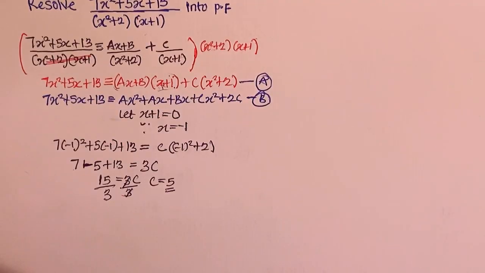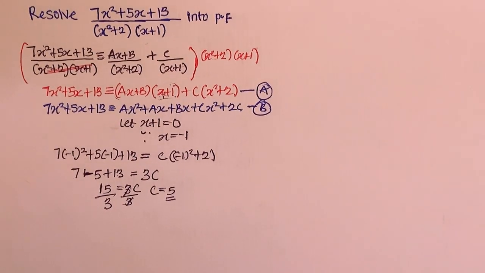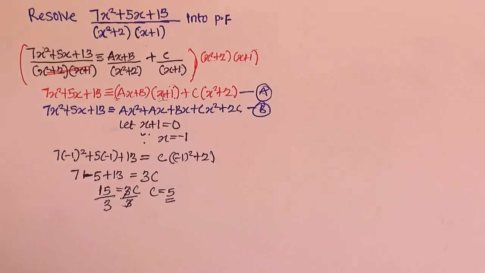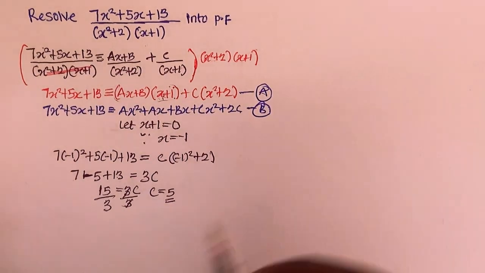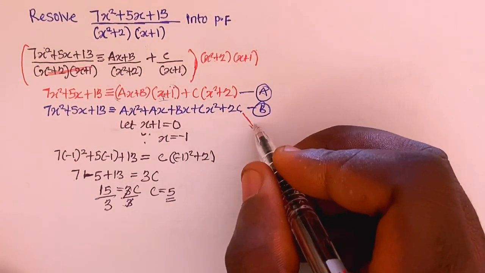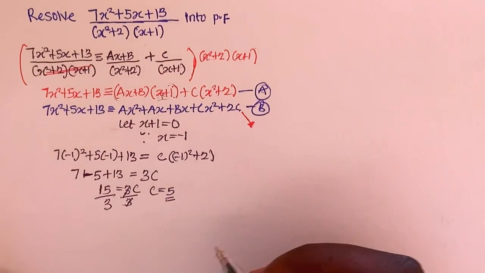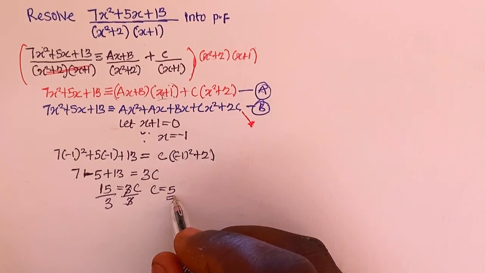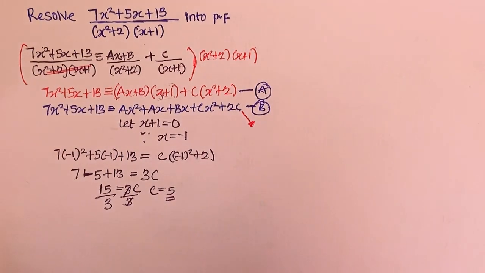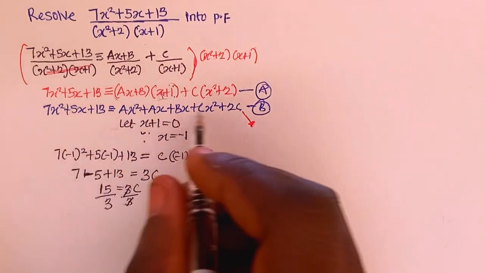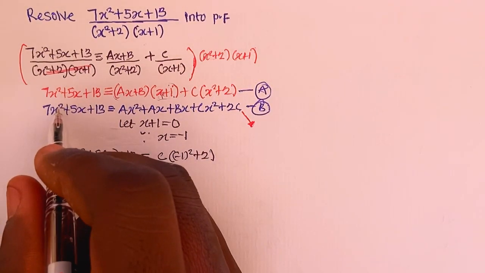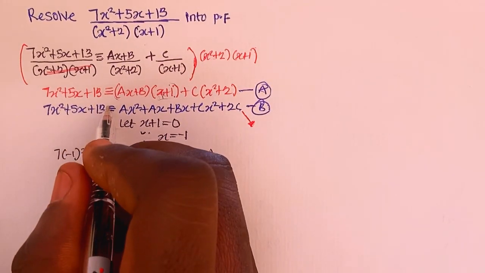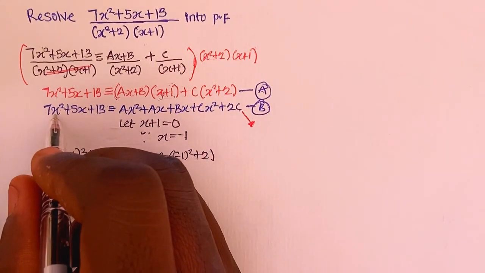Now, the next thing I'm going to do here is use the comparing coefficients method. From expression B, what I actually need to find is my A and B, since I know that the value of C is 5. So I will just go ahead and compare coefficients here. The highest power of x here is 2, then I have 1 and 0, right? So I will pick 2 first.